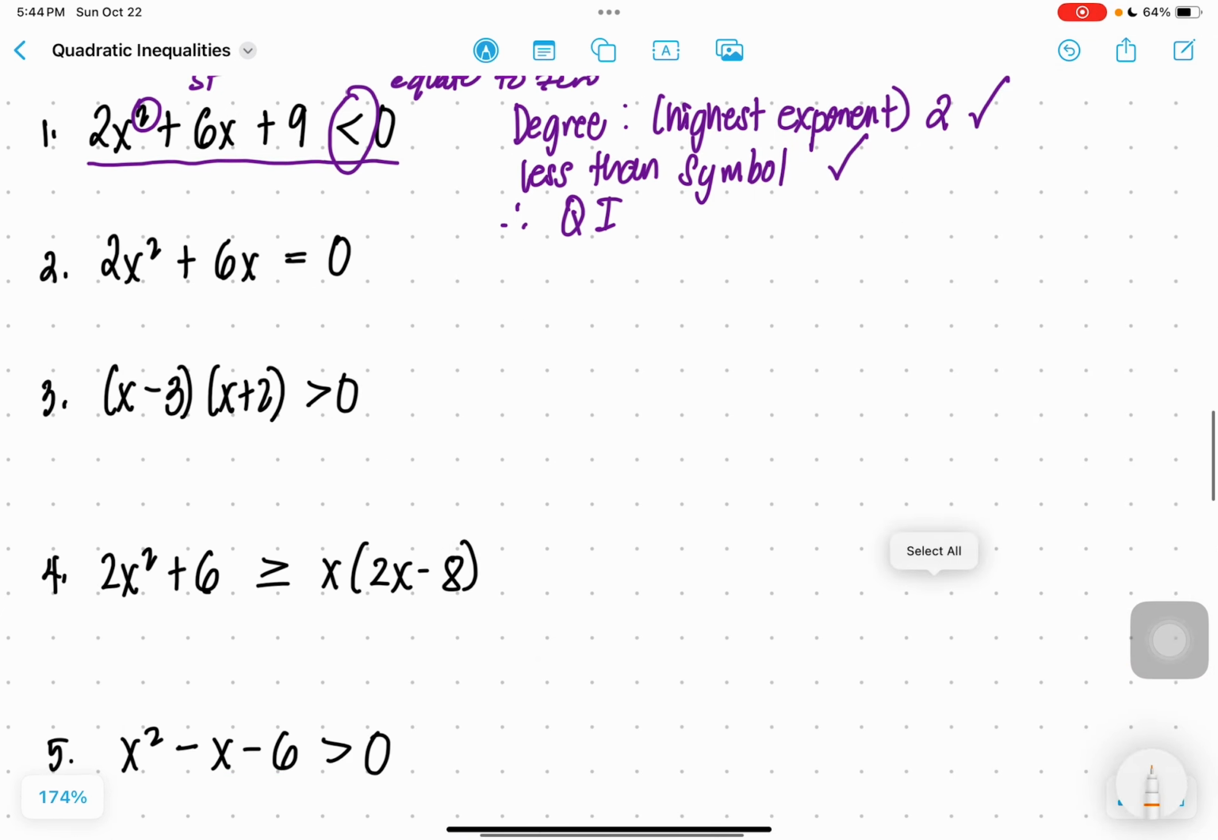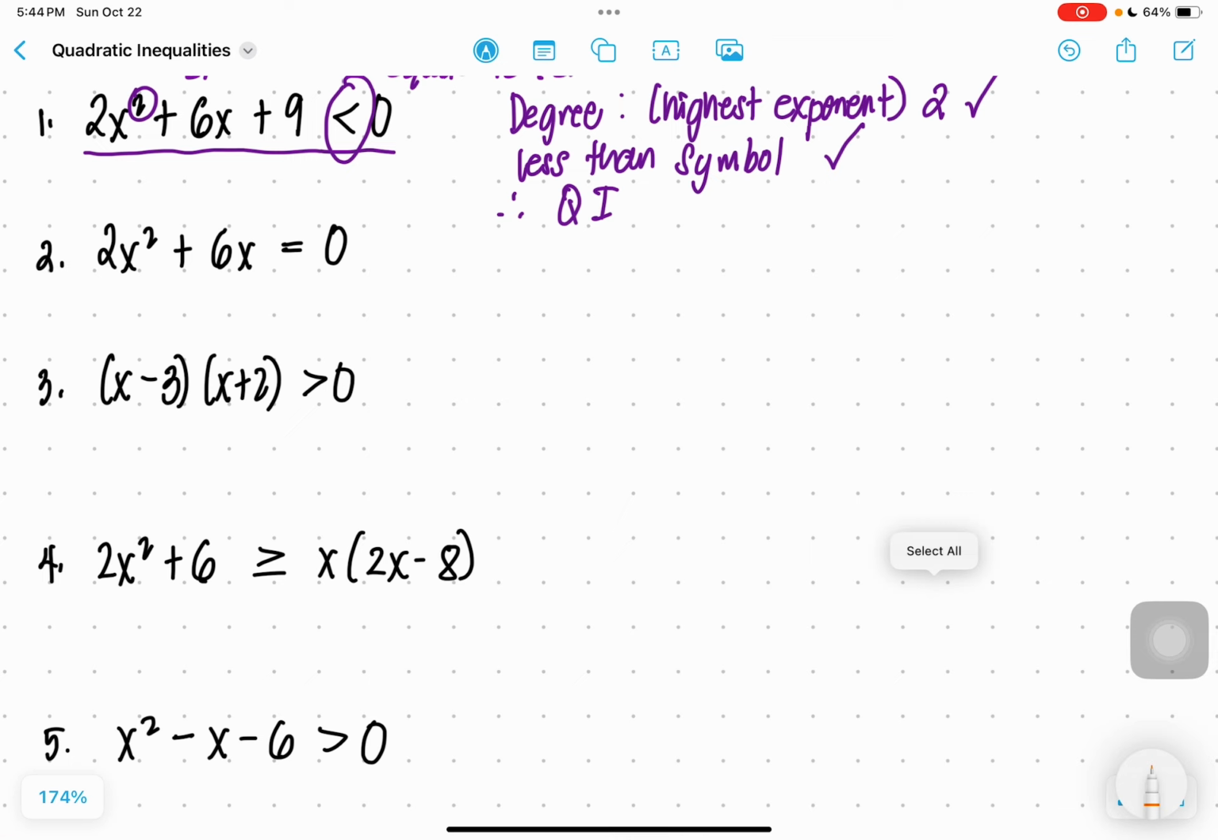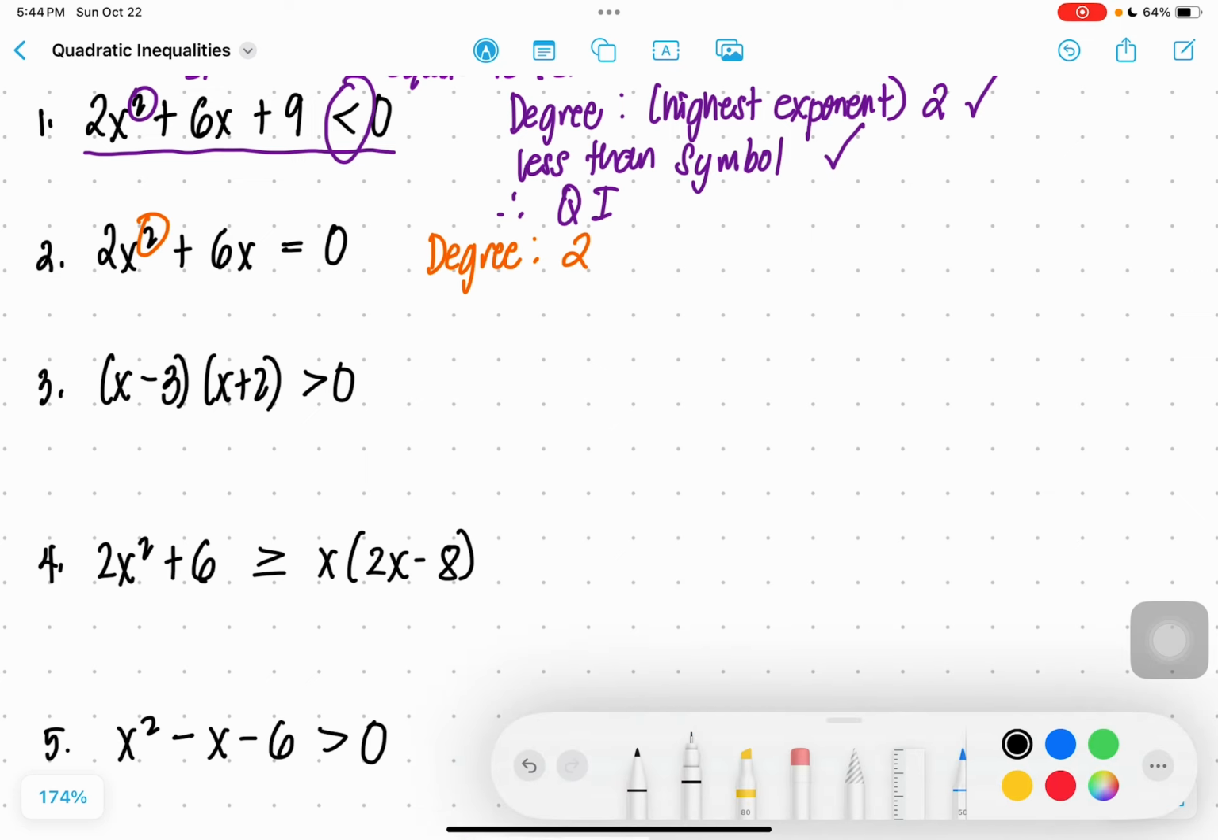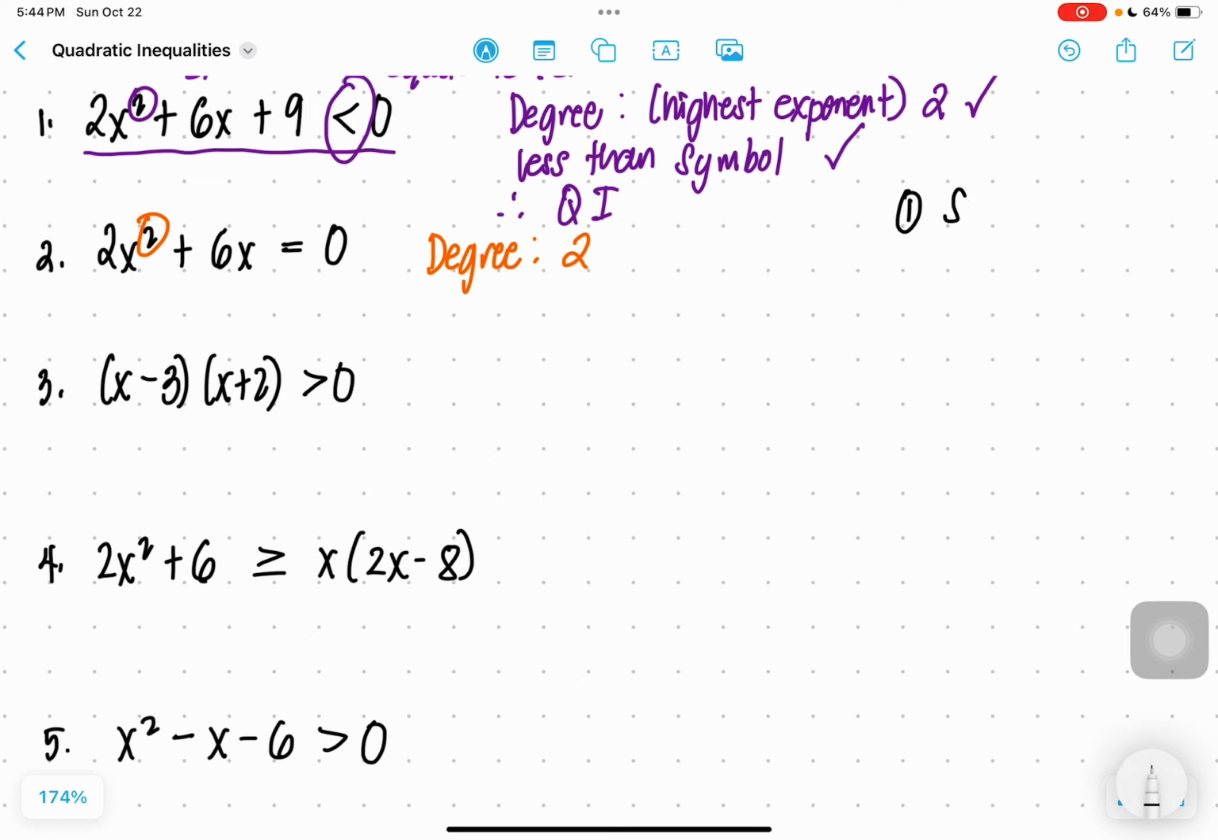Okay? So, another example, number 2. So, we have 2x squared plus 6x. Again, yung degree niya, anong value ng degree niya? 2. Okay? So, let's have a step by step. Unahin muna natin gawin kung naka-standard form na ba siya. Pangalawa, naka-equate kay 0. Then, pangatlo, check the degree. Then, pang-apat, check kung may inequality symbol.